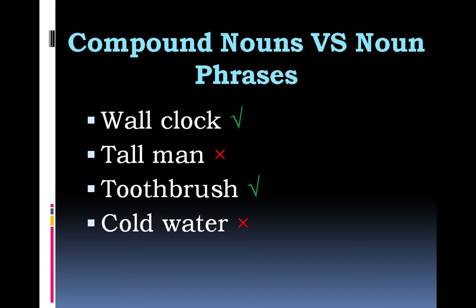That's not the case with ordinary noun phrases. A tall man will be called a tall man only when he is tall. When he is not tall, you can't call him a tall man. Cold water is called cold water when it is cold. When it's not cold, you can't call it cold water, but a wall clock will be a wall clock wherever it is. And a toothbrush will remain a toothbrush for whichever purpose it's used. That's the difference between compound nouns and noun phrases.